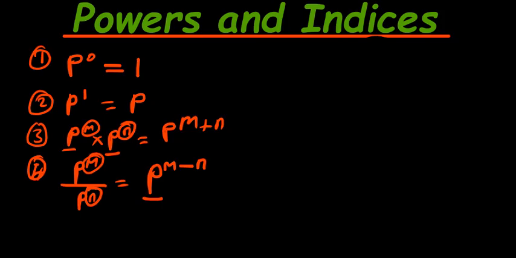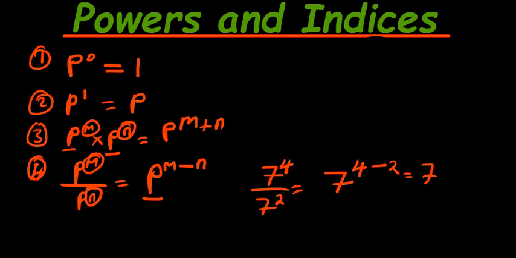So let's say we have 7 over 7. This 7 is raised to the power 4, and this is raised to the power 2. This can be represented by, you maintain the base, and then what do you do with the powers? You subtract them. So it will be 4 minus 2 there, which will be equal to 7 to the power 2, like that. So that's how you go about indices.